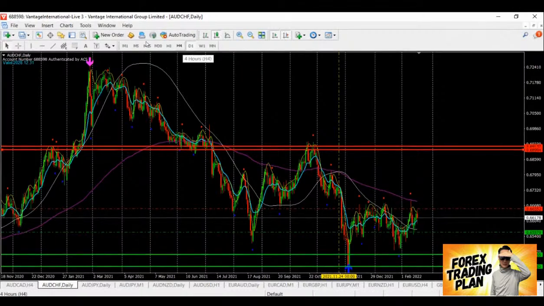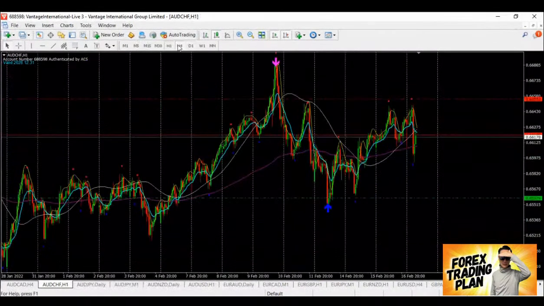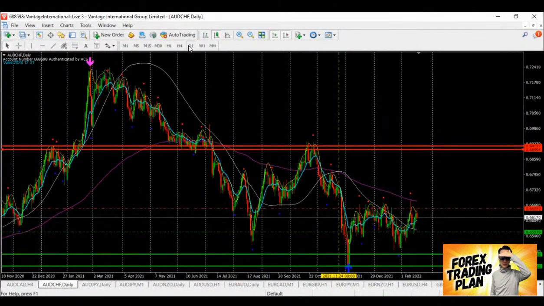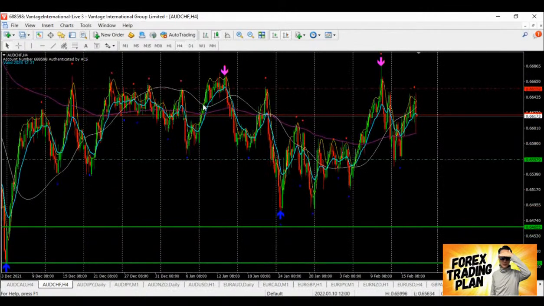Aussie franc over here. As we can see, it is very obviously going bullish. It retested once and is still moving, so it is still in the bull. Taking a look at this, it is still above the transition area, whereby it is in the bull market.